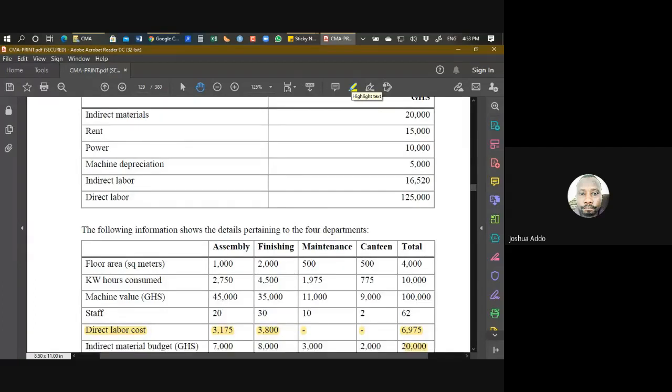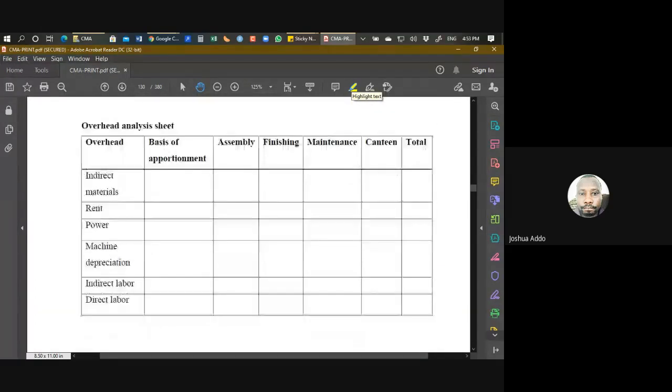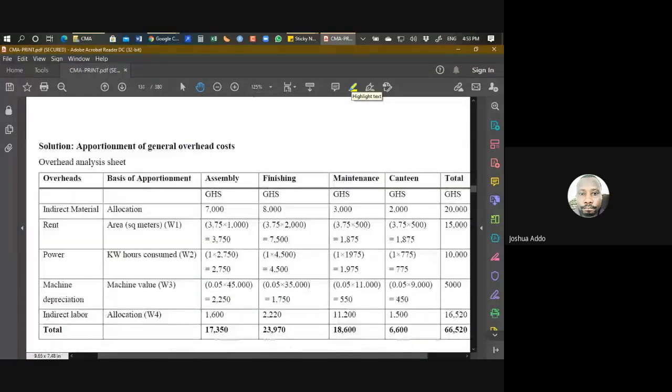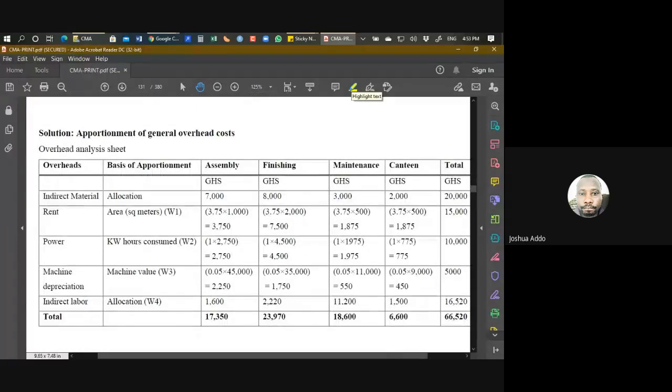So if you take rent, let's go back to the solution. So now overhead, the type of overhead, indirect material. Basis of apportionment. Forget about the word apportionment here. It is allocation. Or you can say basis of sharing.